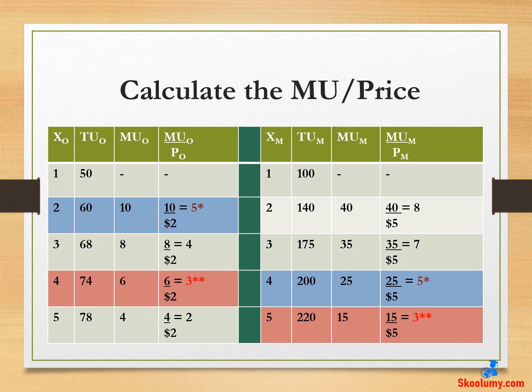Similarly, for 2 mangoes, 40 divided by 5 is 8. For 3 mangoes, 35 divided by 5 is 7. For 4 mangoes, 25 divided by 5 is 5. For 5 mangoes, 15 divided by 5 is 3.